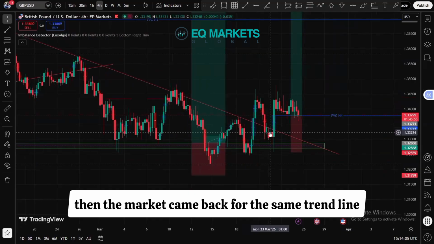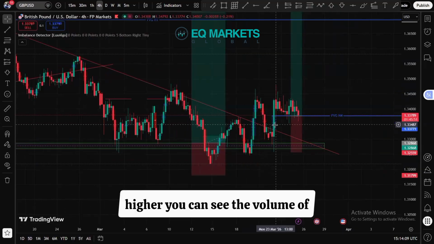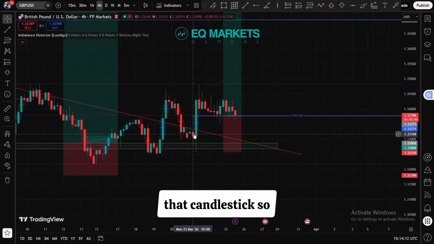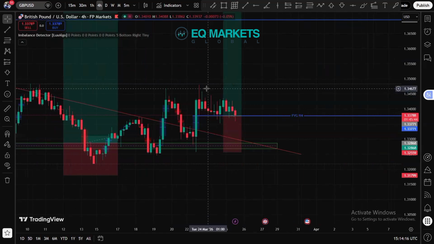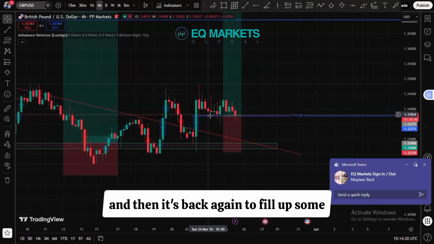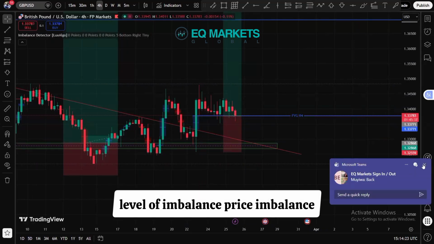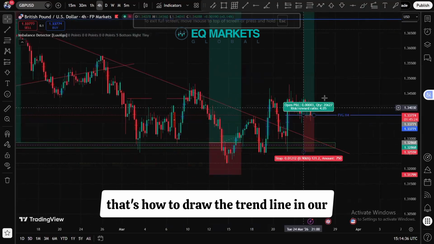Then the market came back for the same trend line. And then what happened again? It pushed even higher. You can see the volume of that candlestick. So that's to tell you that that trend line was highly, highly respected. And then what happened is that price even pushed higher and then it's back again to fill up some level of imbalance, price imbalance. So guys, I hope this makes sense. So that's how to draw the trend line.